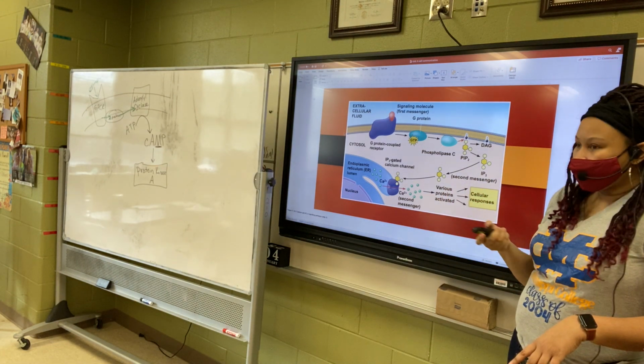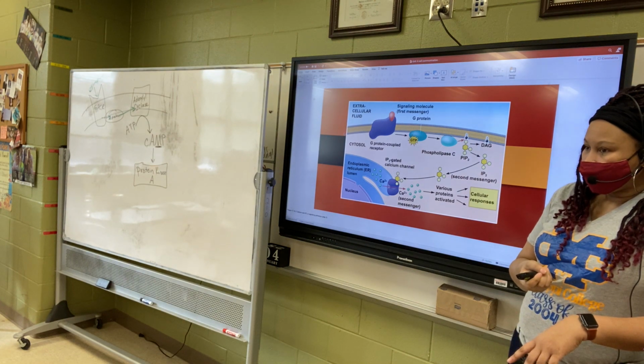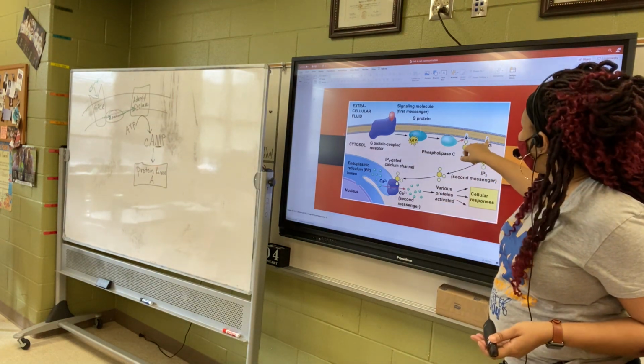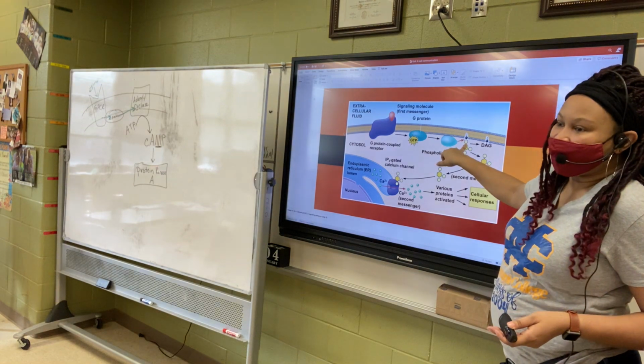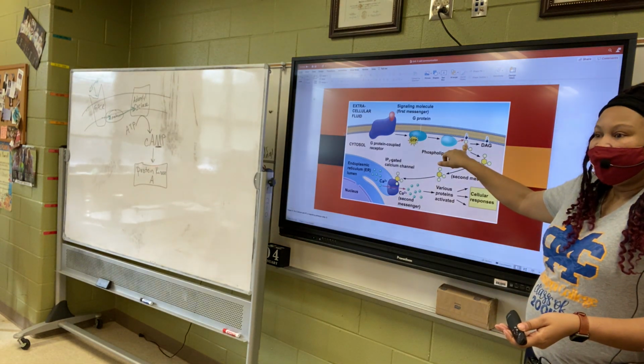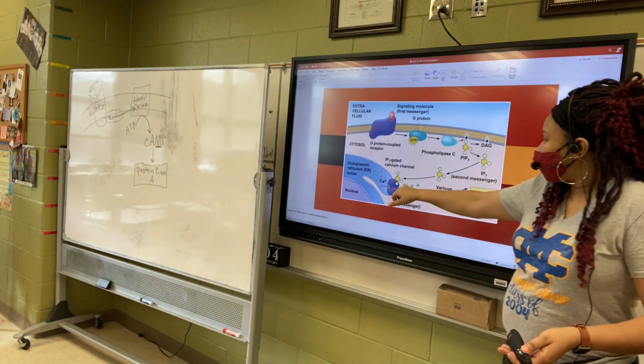All right, any questions? Yes. So why is the DAG left behind? It's basically holding this molecule until it's needed to be released. Because this is the key to opening the gate.